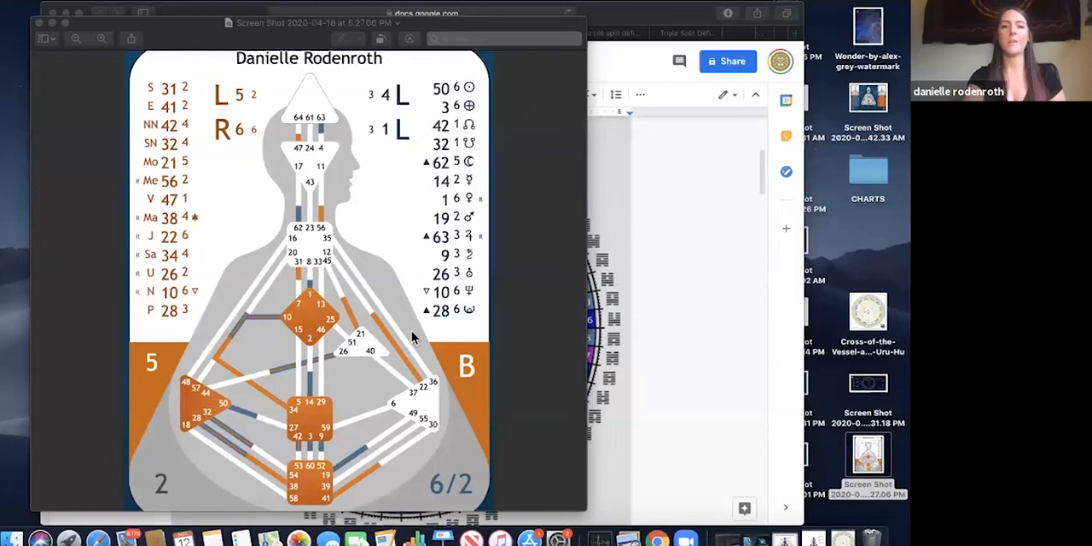Okay. If anybody has any questions, I hope now you can identify what a gate is, where the channels are, and definition when we talk about it. The colored-in areas are defined. The white areas are undefined.